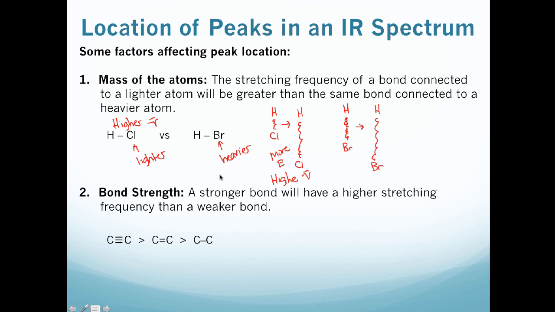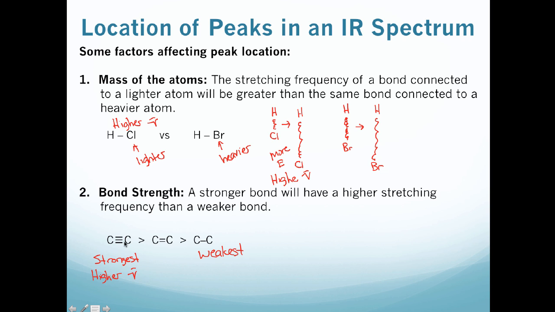A stronger bond is going to have a higher stretching frequency than a weaker bond. So if we just look at carbon-carbon bonds, we know that a carbon-carbon triple bond is the strongest. Carbon-carbon single bond is the weakest. So the stronger carbon-carbon triple bond is going to have a higher wave number.